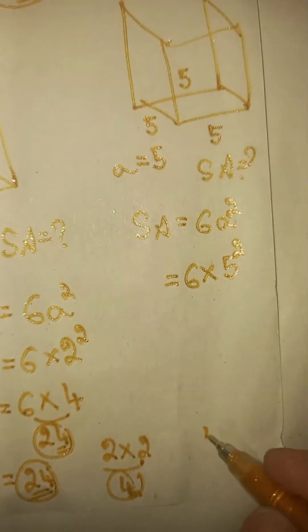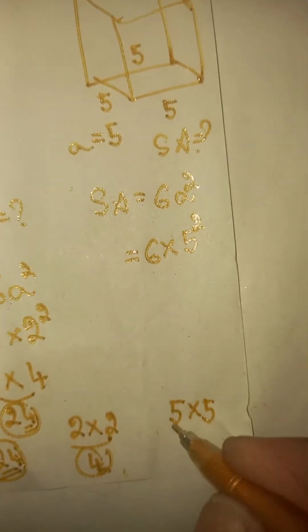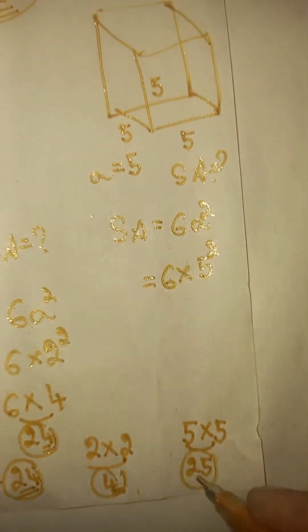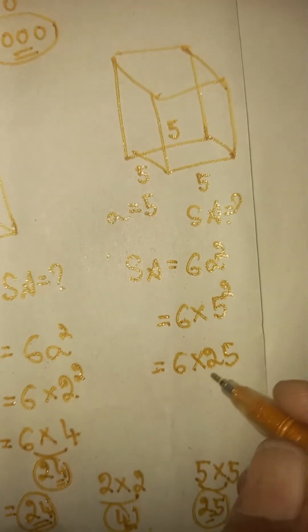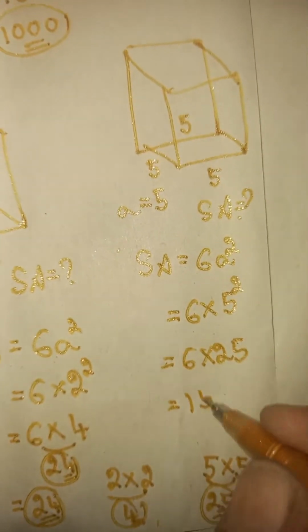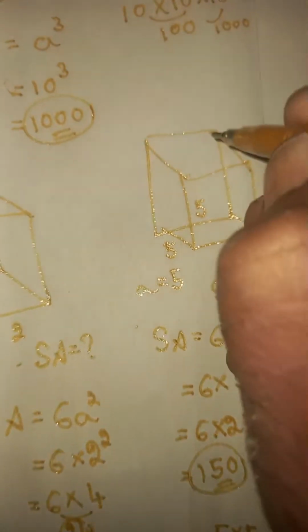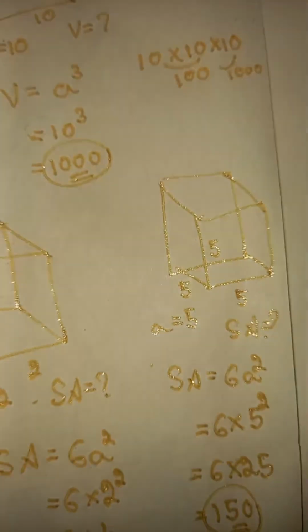5 square is nothing but 5 times of 5. 5 times of 5 is 25, so this is 6 times of 25. 6 times of 25 is 150. 150 square units is the complete surface area of this cube. Let's take the next cube. Here you can take it like this.